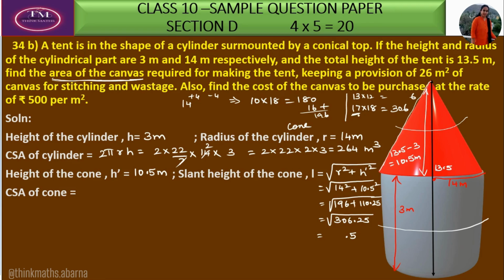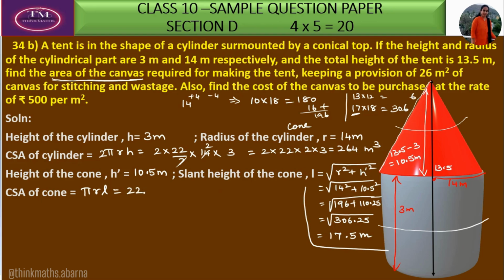Now, what is the small number? It is 17. So, write that 17.5. So, slant height is 17.5 meter. Okay, children. Now, we have to find out the curved surface area of the cone. It is nothing but pi r L.